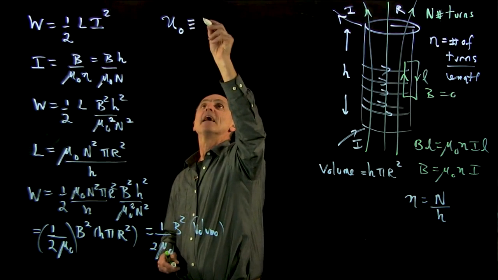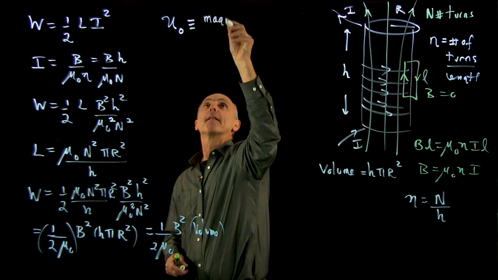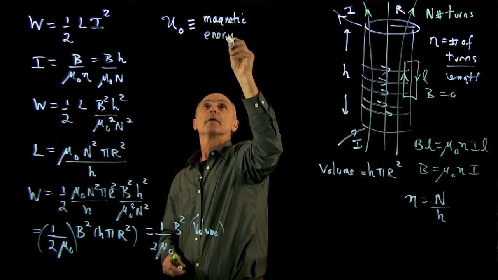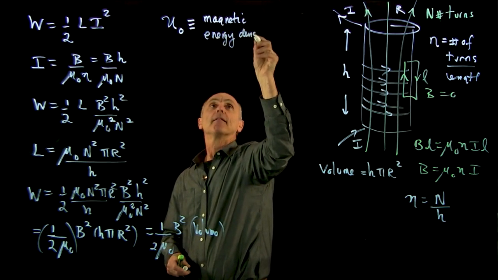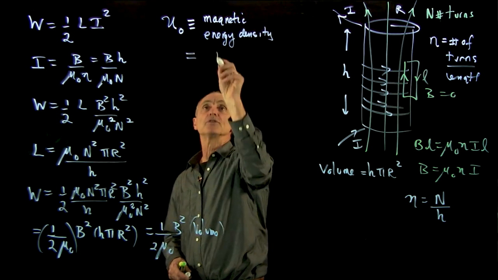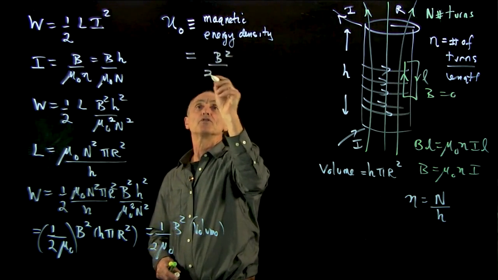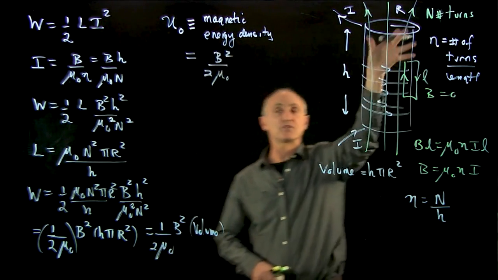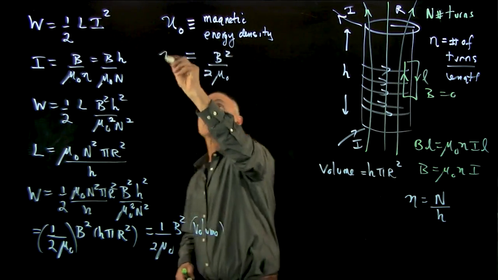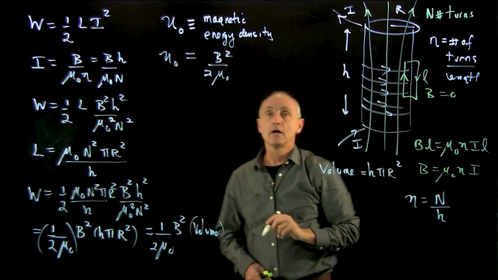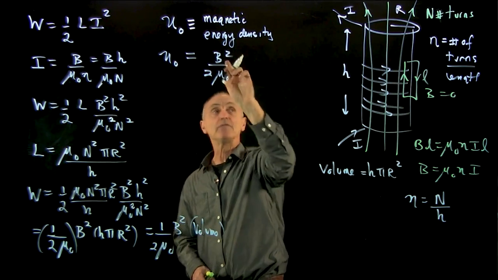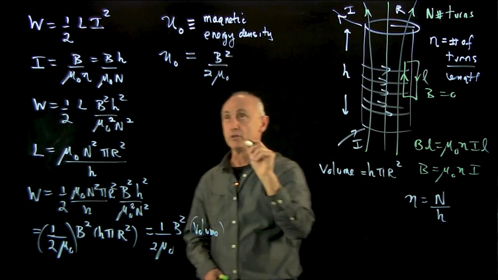Now, this is unfortunate, that this u is not a mu. This is magnetic energy density. And it's defined by this calculation to be B squared over 2 mu naught for this simple case of the solenoid. Now, this result actually generalizes. And that's true in general, that's the energy density, even if you have a non-uniform B field.